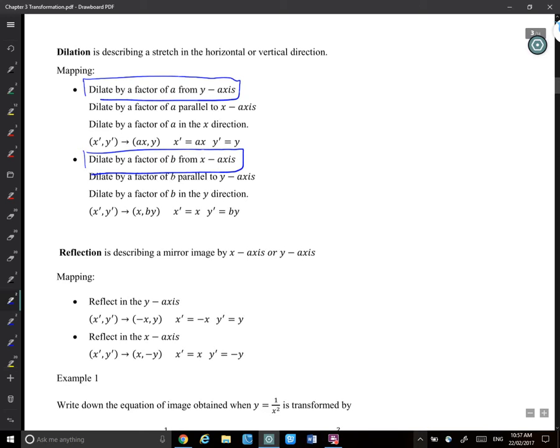From the y-axis is actually changing the x values. From the x-axis is actually changing the y value. Okay, it's opposite. So dilate by a factor of a from the y-axis. From the y-axis, it goes this way, so it's changing the x value, not the y value. From the x-axis, it is stretched from here, so stretching that way is actually changing the y value, not the x value. Okay, do not mix between that.